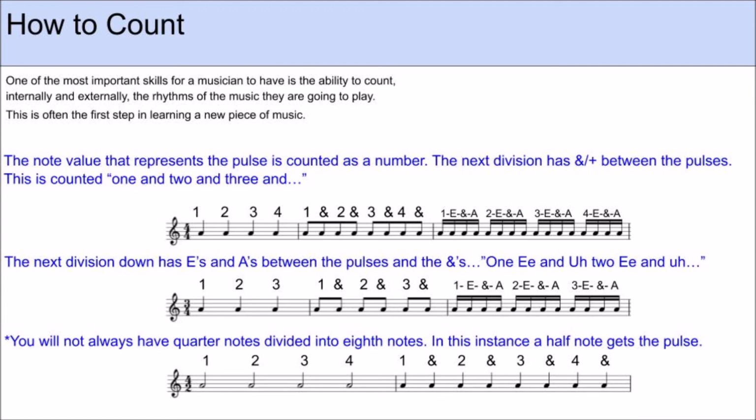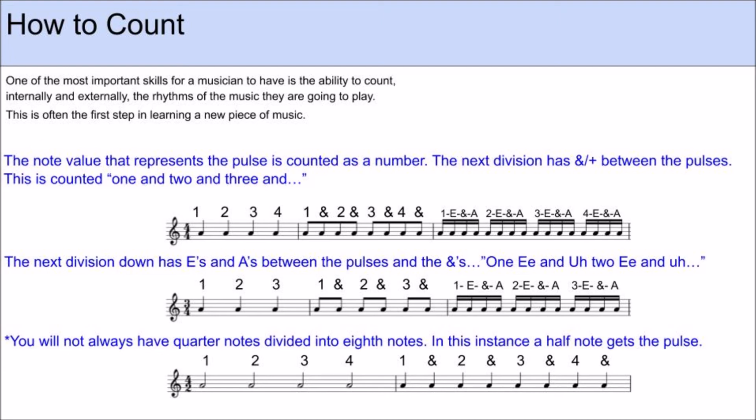But the extra eighth note in between we call and. Sometimes this will be written as a plus sign or the and symbol. And this would be 1 and 2 and 3 and 4 and.